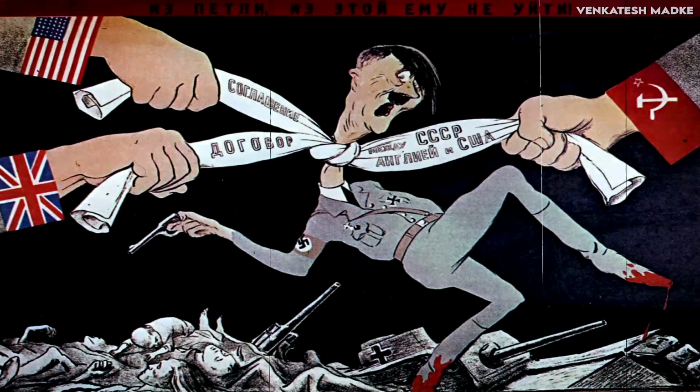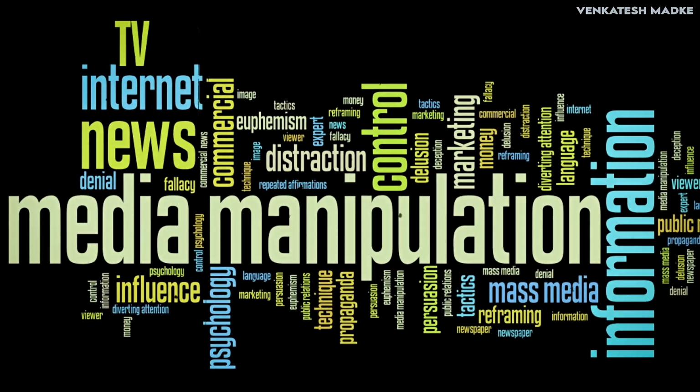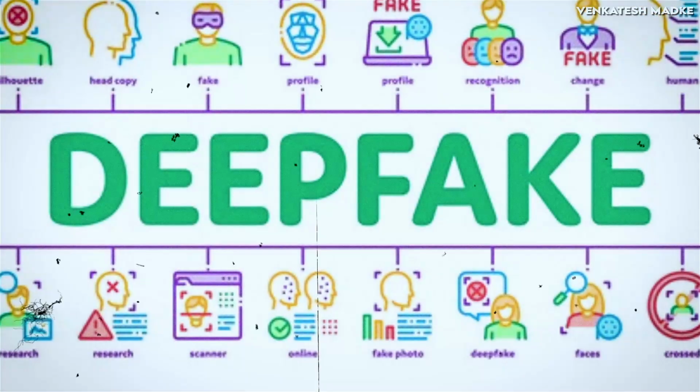These include, first, disinformation, deliberately spreading false information. Second, propaganda, using biased or misleading information to promote a cause. Third, social media manipulation, using bots and fake accounts to amplify messages. Fourth, deepfakes, creating realistic but fake video to mislead people.